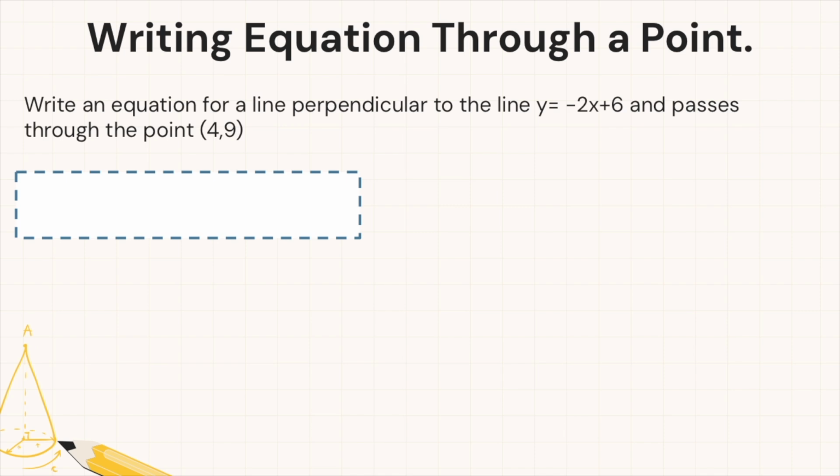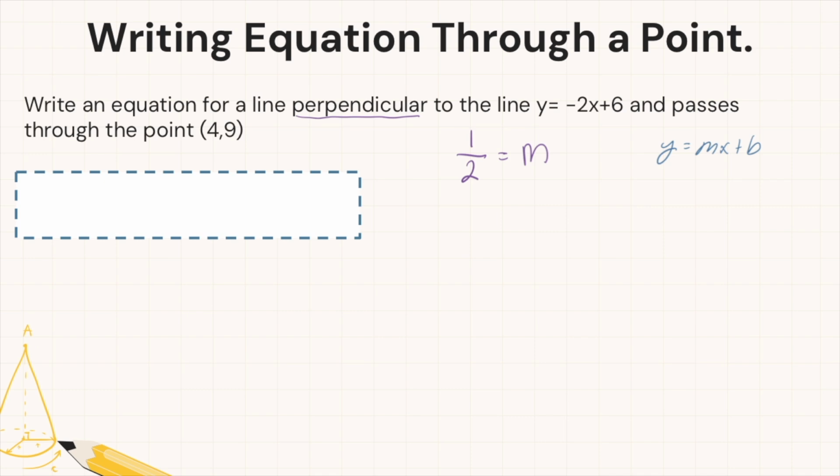Here in our last example, we're going to write an equation through a point, and that line has to be perpendicular to the line y equals negative 2x plus 6. So we know that because they have to be perpendicular, we're going to have negative reciprocal as our slope. So the opposite of negative 2x is going to be positive 1/2. So we know that our slope has to equal 1/2. Now again, we're going to be using slope-intercept form, so we're going to want our equation in the end to be y equals mx plus b.